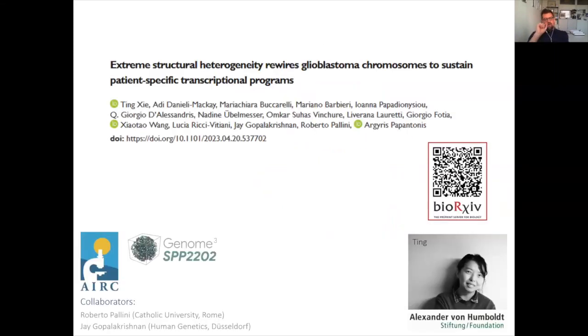Now, as an introduction, the work I'm going to discuss today has been pre-printed. So if you scan this code or use this DOI, you can find it on bioRxiv. It's being almost single-handedly led on the analysis side by Ting Zi, a Humboldt postdoctoral fellow in my lab, and it wouldn't have been able to happen if Roberto Pallini, our neuropathologist from Rome in Italy, had not been generously providing samples and funding for this.